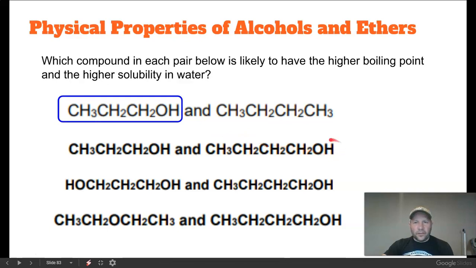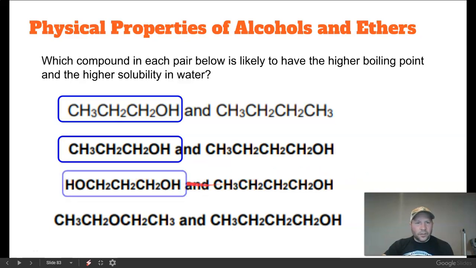Let's look at these guys. This is a hydroxyl and this is a hydroxyl. So both are alcohols, but this one's smaller. More likely it's going to be dissolved in water. This guy is more polar than this guy because it has 2 hydroxyl groups versus 1. So that one wins again.